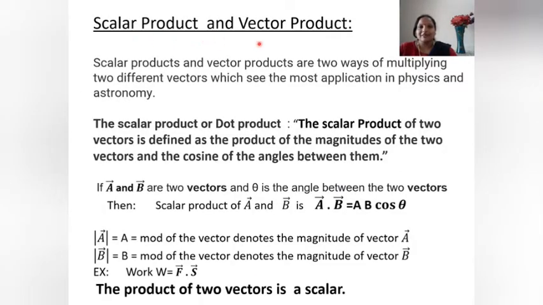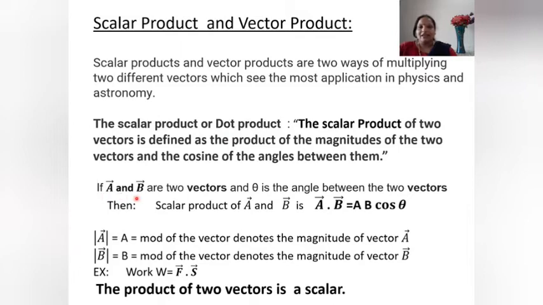Scalar product and vector product. Scalar product and vector product are the two ways of multiplying two different vectors, and these have most applications in physics and astronomy. First, the scalar product. The scalar product is also known as the dot product. The scalar product of two vectors is defined as the product of the magnitudes of the two vectors and the cosine of the angle between them. This is the statement of the scalar product or dot product law.